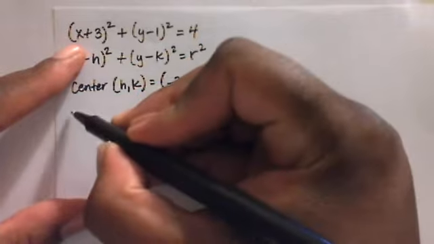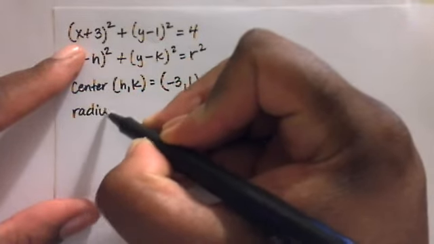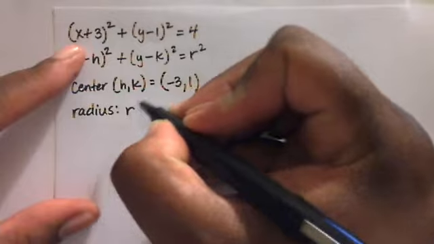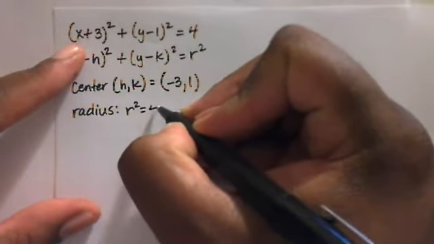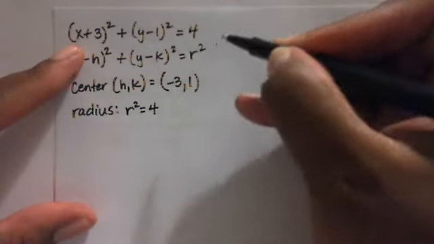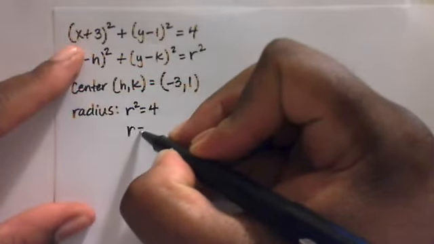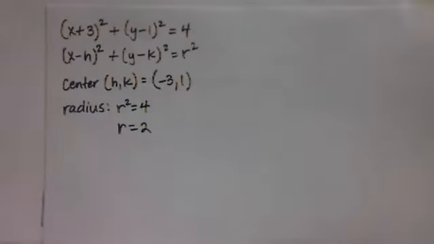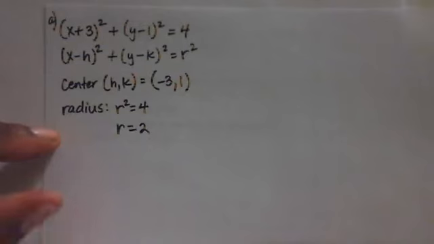And to find the radius, if r squared is 4, because that 4 represents r squared. Well, if r squared is 4, then r must be 2, because 2 to the second, or 2 squared, will give you 4. So you have to find out what number squared will give you that 4, and in this case is 2. So the radius here is 2. So finding the center and the radius of that circle was part A.